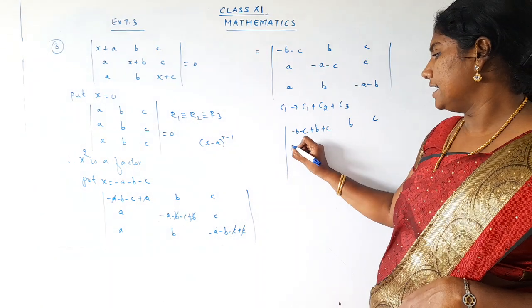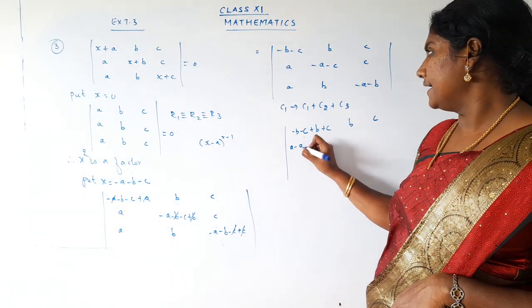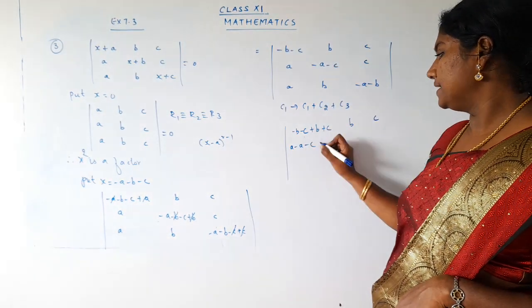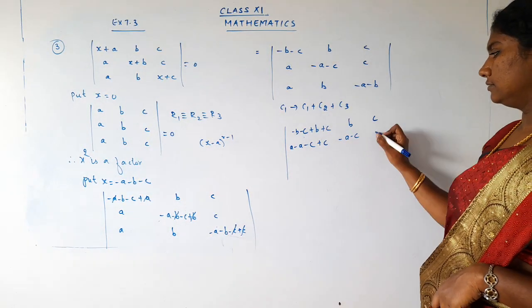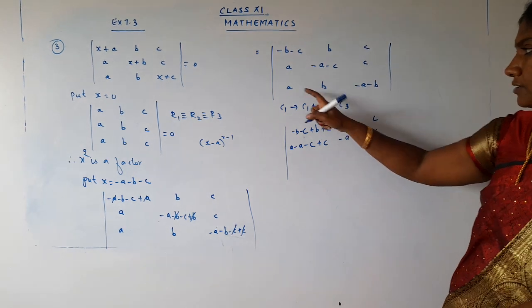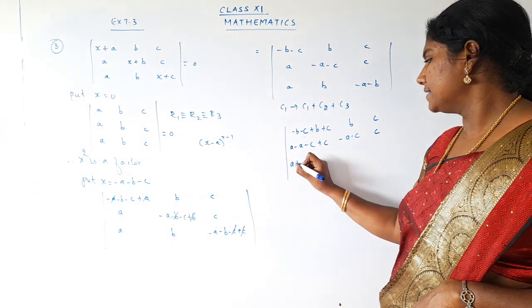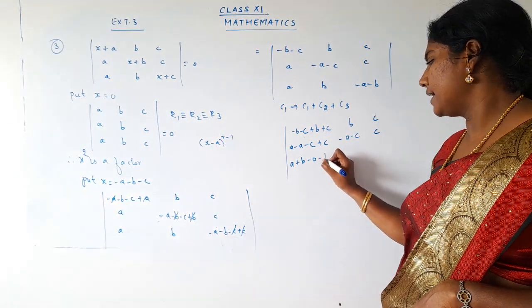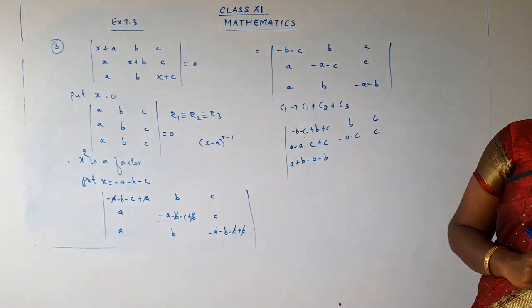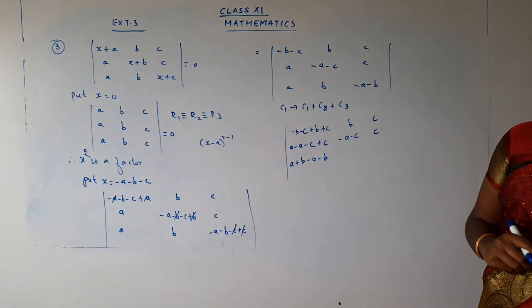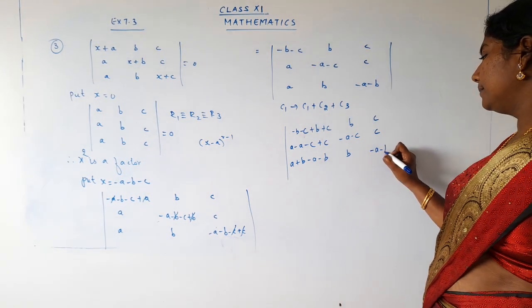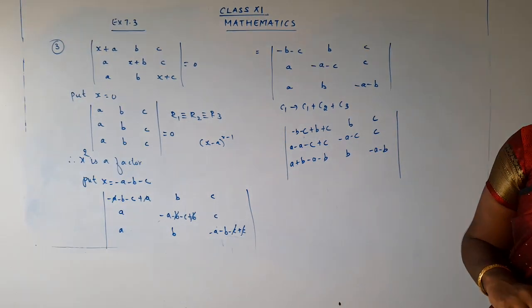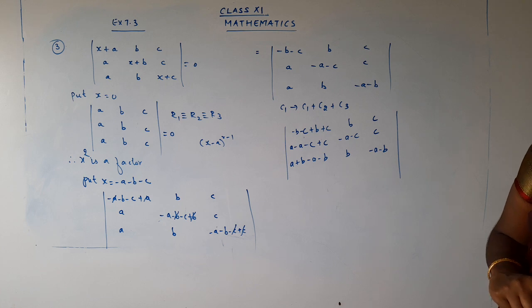Now here I get A, this is minus A minus C plus C. Keep this as it is. This is also as it is. Now here it becomes A plus B minus A minus B. This is B here. This is minus A minus B. Okay, I have changed column 1 as column 1 plus column 2 plus column 3.